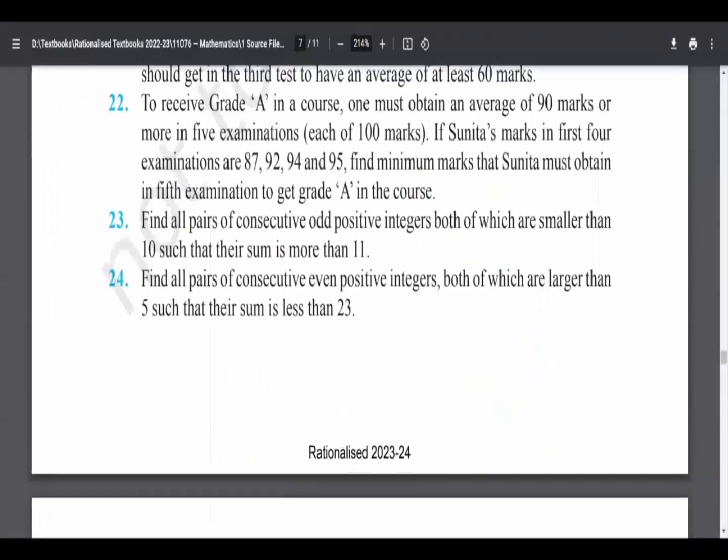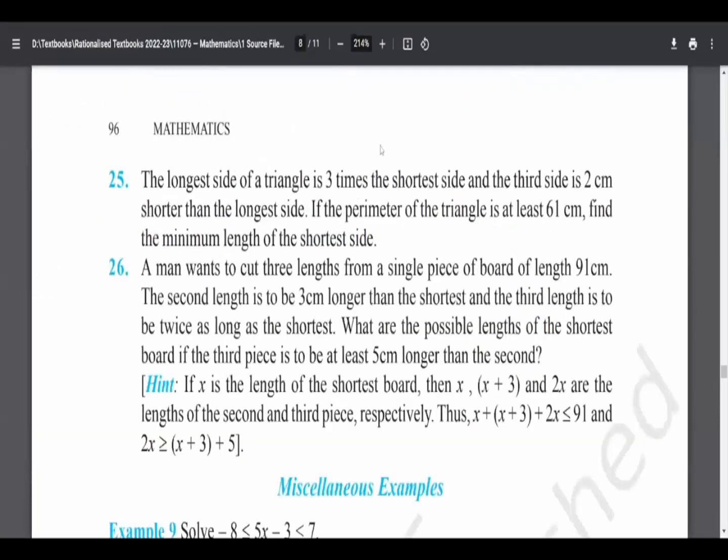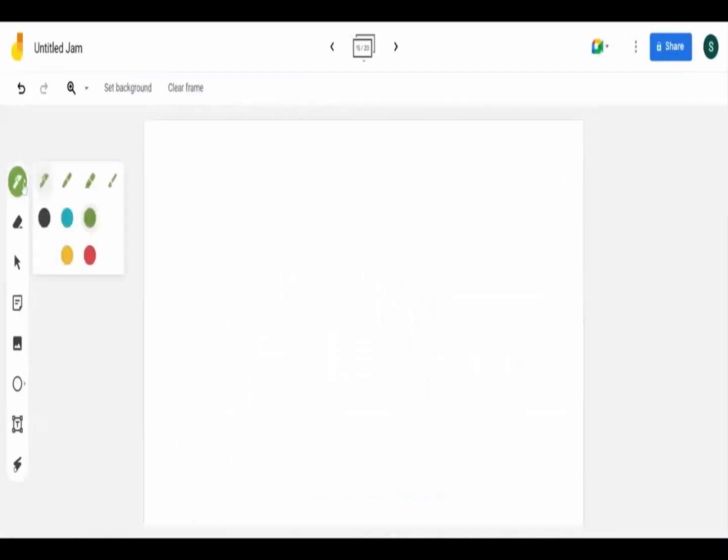So let us move to the next question, that is 25. What is given here is that the longest side of the triangle is three times the shortest side, and the third side is 2 shorter than the longest side. Everything depends on the shortest side, so let us take the shortest side of the triangle as x. The longest side is three times the shortest side, so we get another side as 3x.